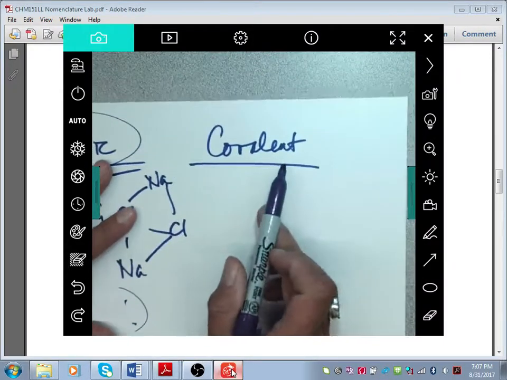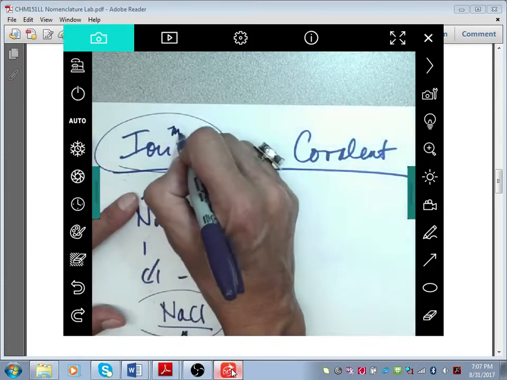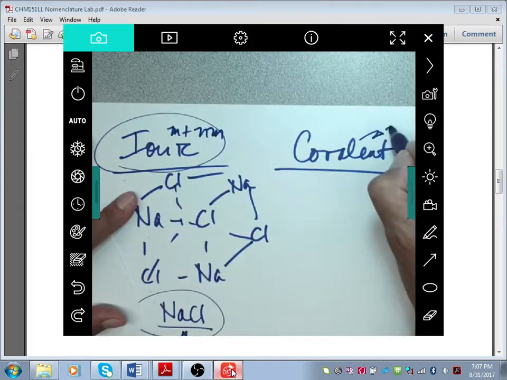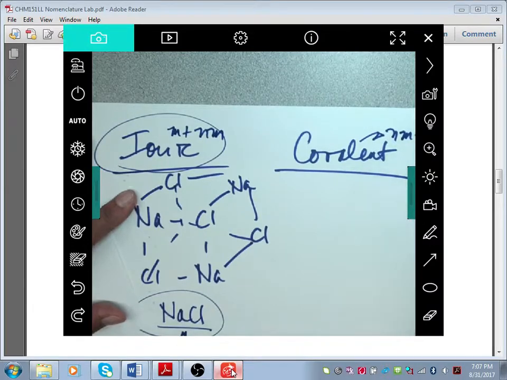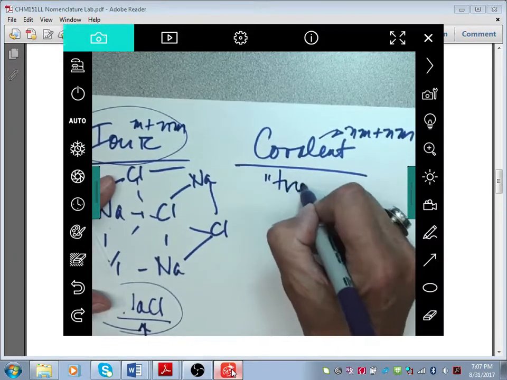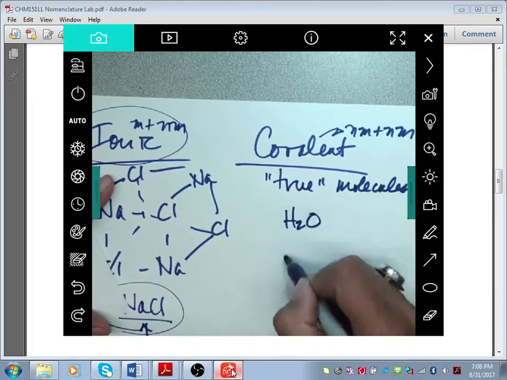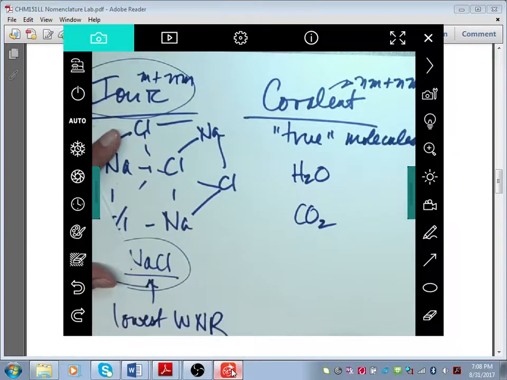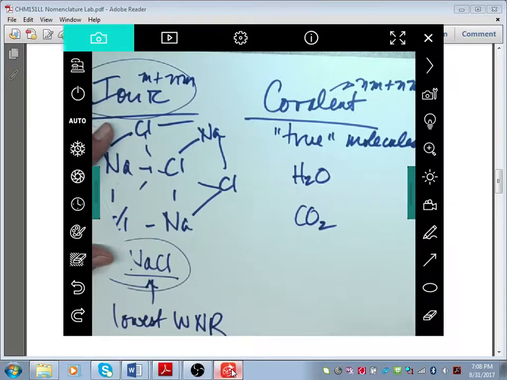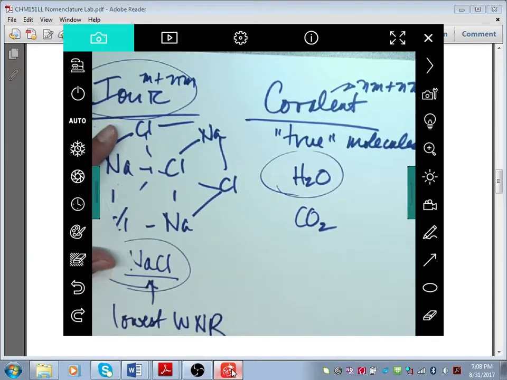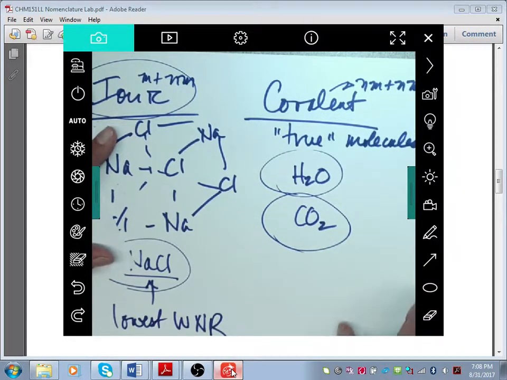Covalent compounds are different, though. Remember, ionic compounds are metal plus nonmetal. Covalent compounds are nonmetal plus nonmetal. Covalent compounds are true molecules, meaning something like H2O or CO2, right? Those are individual molecules that can exist on their own apart from everything else. They don't have to have a crystal structure. So you can have a hunk of H2O floating around this room as a vapor. It doesn't have to be connected to other H2O. Same thing with CO2. You can have CO2 by itself. It doesn't have to be connected to other things.